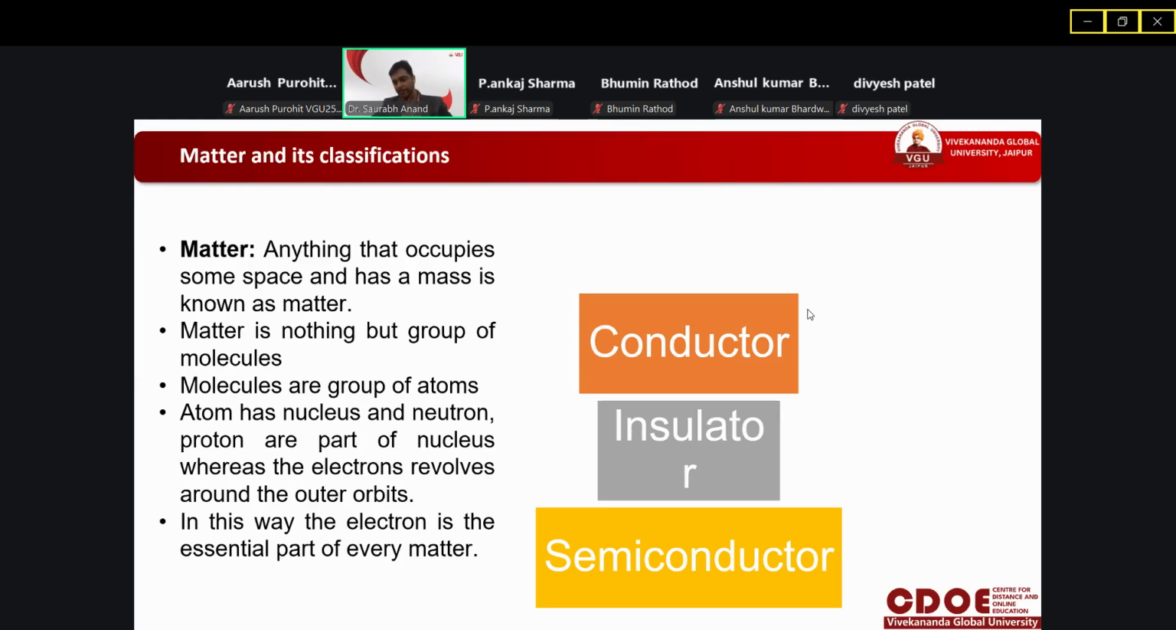So let's start with matter. What is matter? It is already studied in science. Matter is anything that occupies some space and has some mass. Material is named after this matter. So material is actually matter, and matter is that which occupies space and has mass.